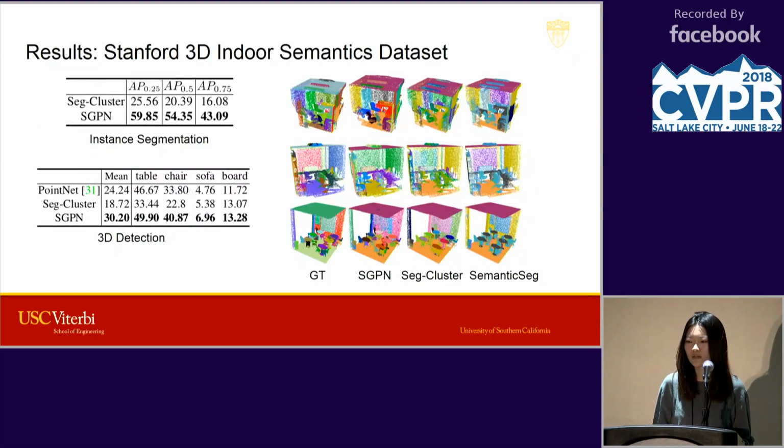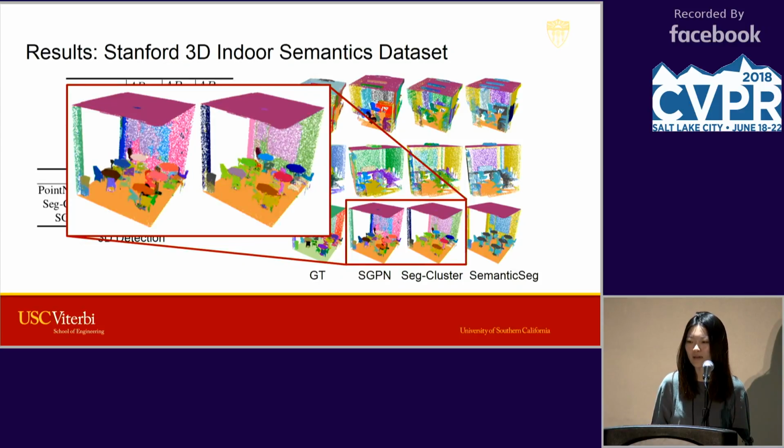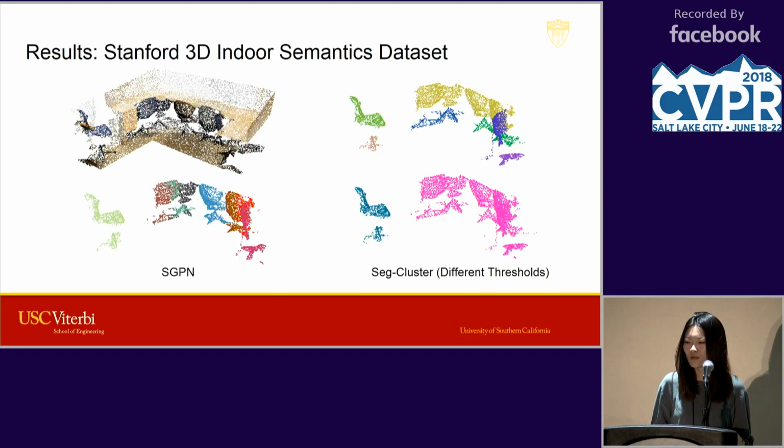And here are some results on the Stanford 3D indoor dataset. The second row is our prediction result. Here is a close-up of the result. We can see that our method performs better than others. And also we have more results on other datasets. And also, if you change the threshold for other methods, they get bad results like the right column, and our method can identify each chair correctly.